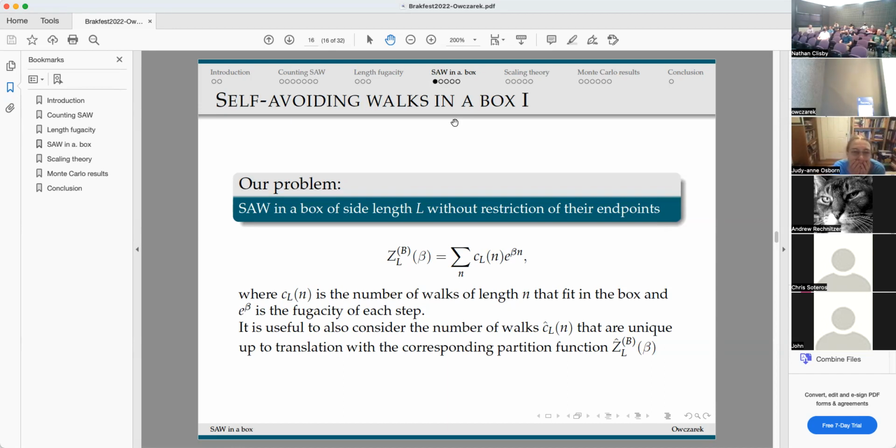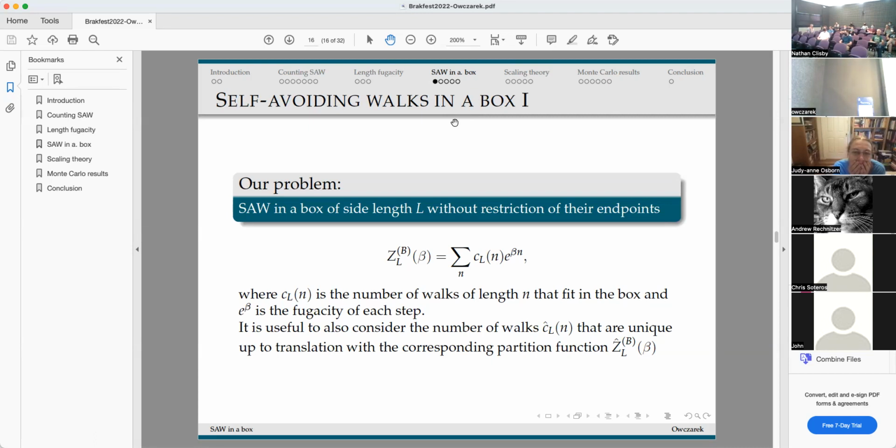So we considered self-avoiding walks in a box without any restrictions on endpoints. So the walk can be shorter than 2L. It doesn't have to start and end at the corners. It can be a walk of length 1. It still has the maximum length of L squared, and we'll add in a fugacity to make the problem into this bigger problem. We also considered a problem where you don't worry about translation.